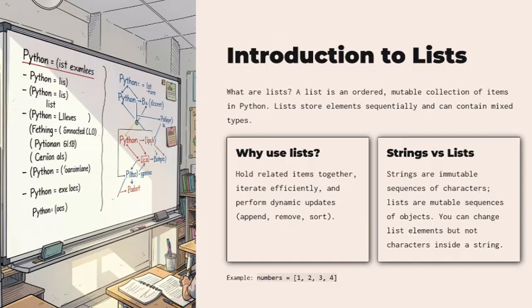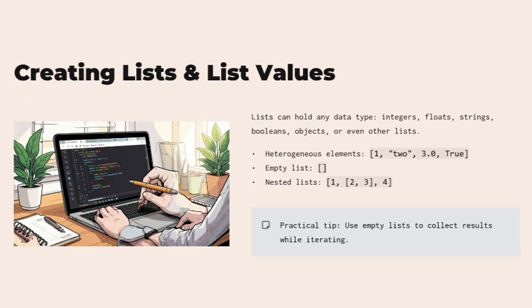Okay, so creating list. Creating a list in Python is very simple. We use square brackets. Example, here you can see, just wait.